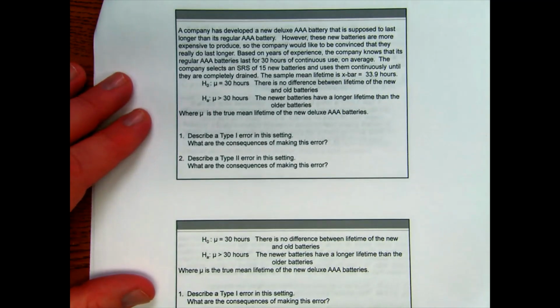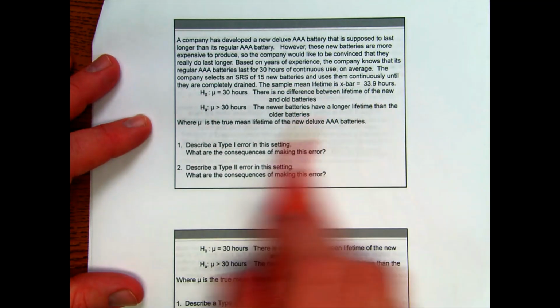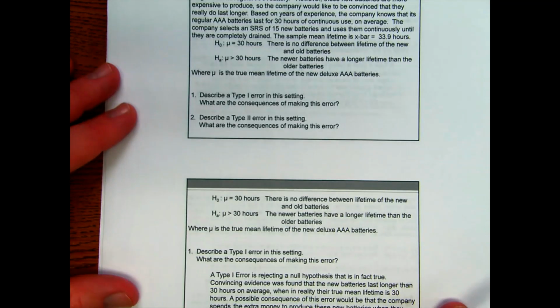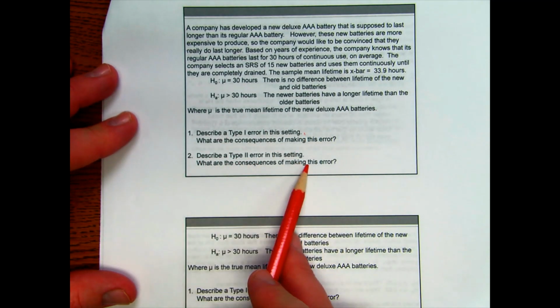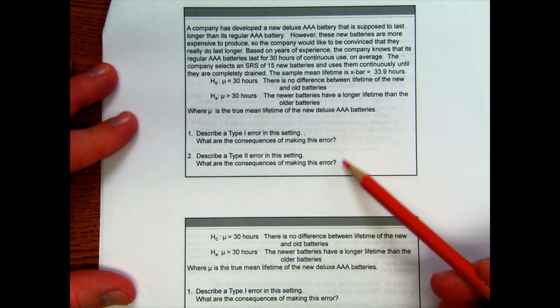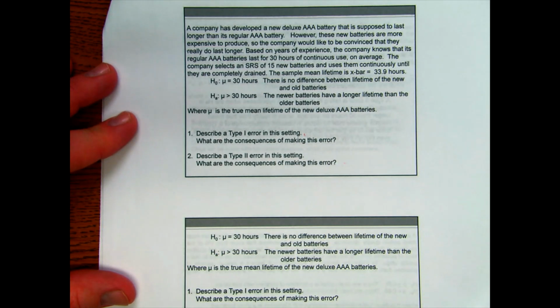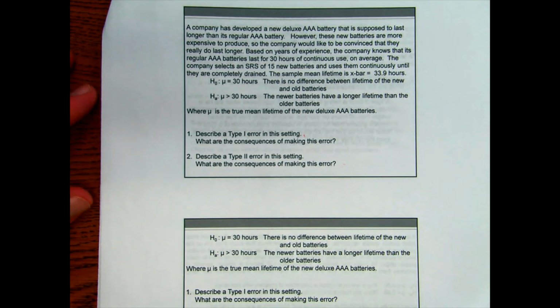All right, so back to our battery example. Everything is still the same all the way up to here. Now, what they're asking us to do is to describe a type 1 error in this setting, describe a type 2 error in this setting, and what would be the consequences of each. This is a very, very common AP question, and you'll see this both in free-response and multiple choice form. As far as the stuff we do in this chapter, it's a pretty big deal in terms of you're guaranteed to see this on the AP exam.